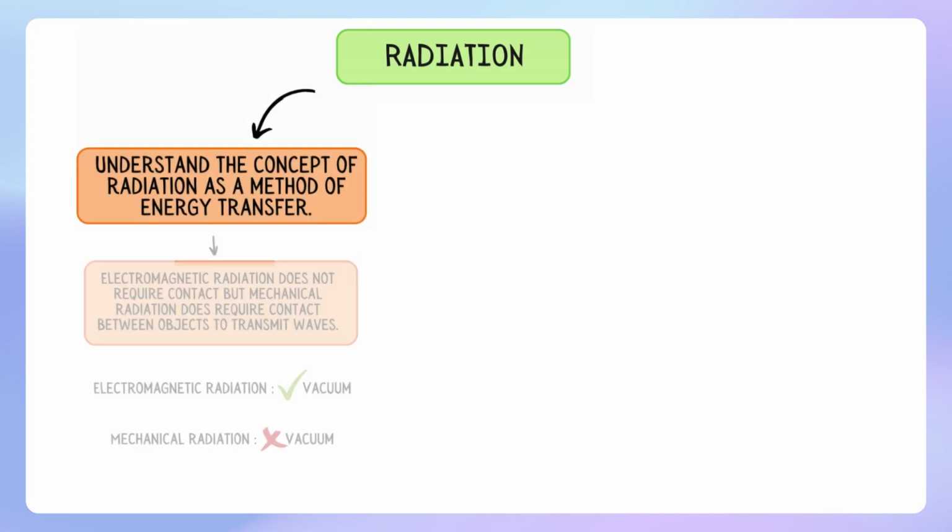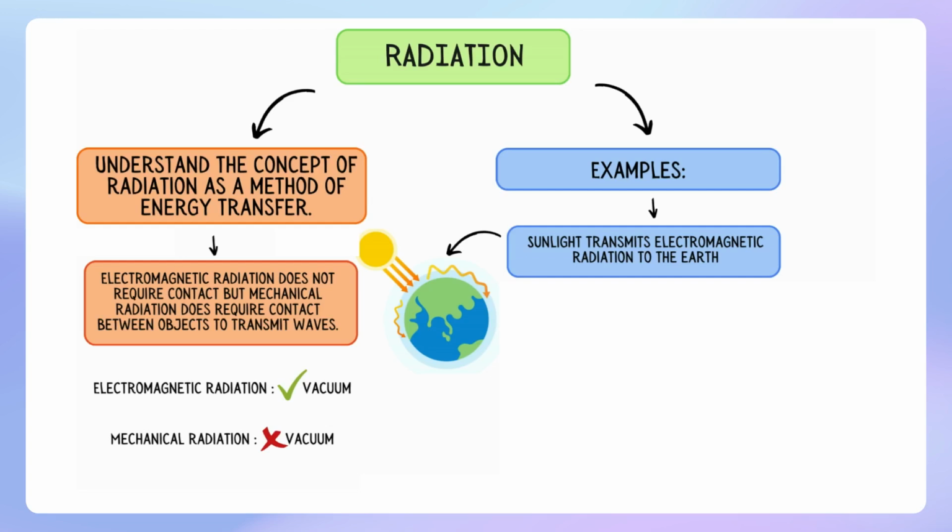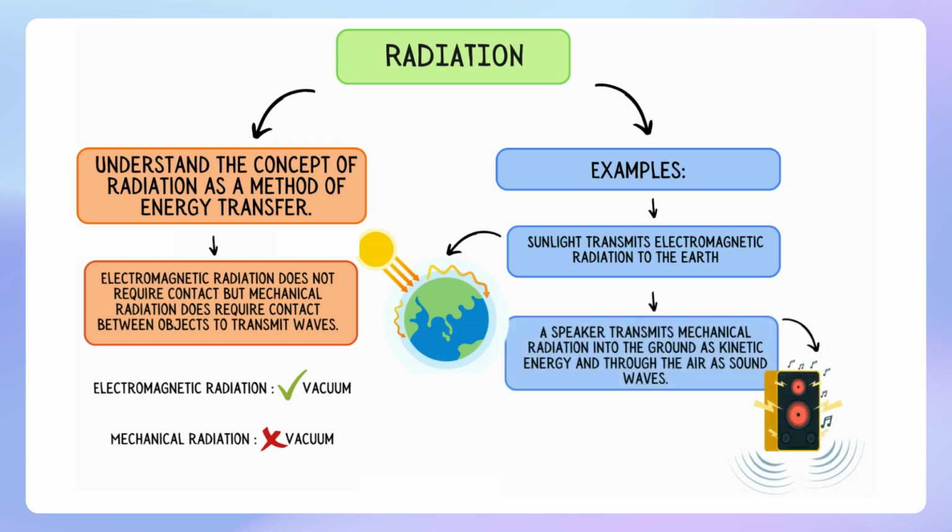In today's lesson, we explored the fascinating world of radiation as a method of energy transfer. We learned that radiation can occur through electromagnetic waves, like sunlight, which transfers energy without the need for direct contact. This allows energy to travel vast distances, as seen when sunlight reaches Earth. We also looked at mechanical radiation, where energy is transferred through vibrations in a medium, such as the vibrations felt near a loudspeaker. By understanding these concepts, we gain a deeper insight into how energy moves and affects the world around us, whether it's through the warmth of the sun or the vibrations of sound.